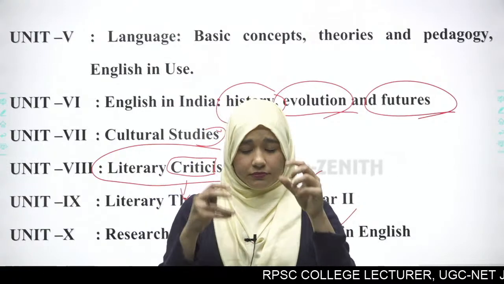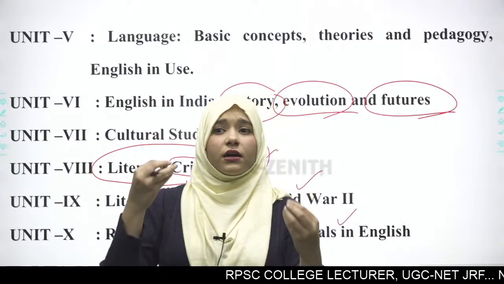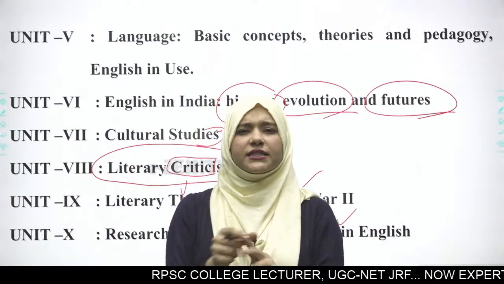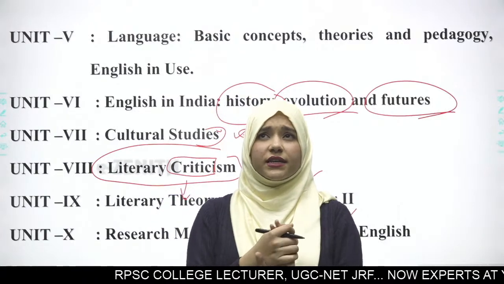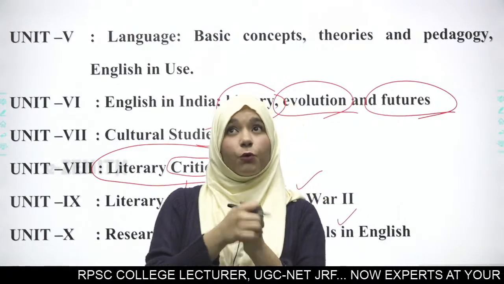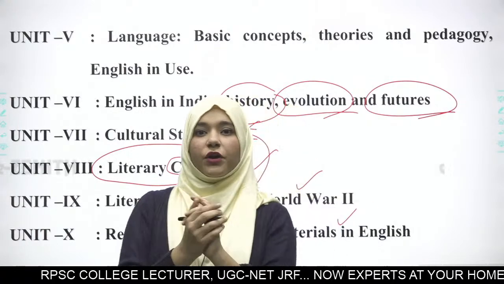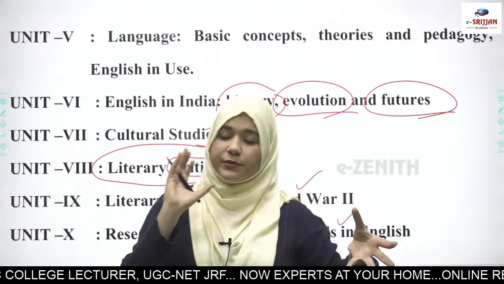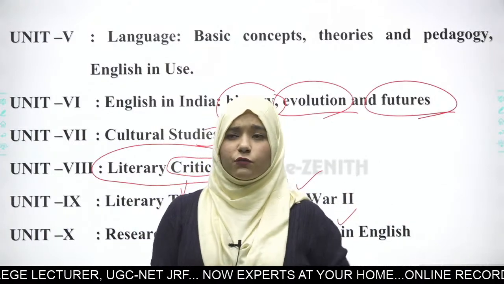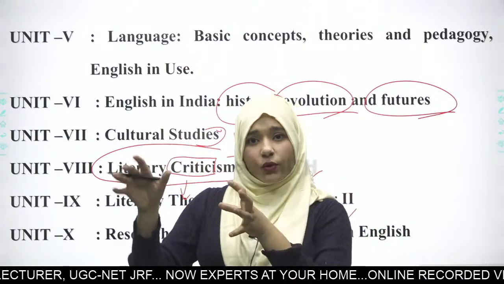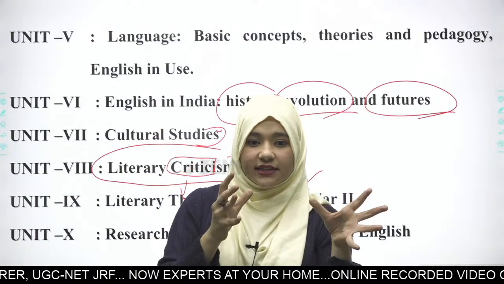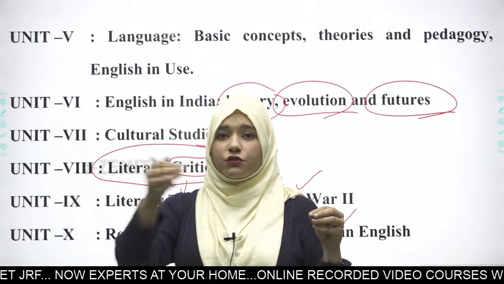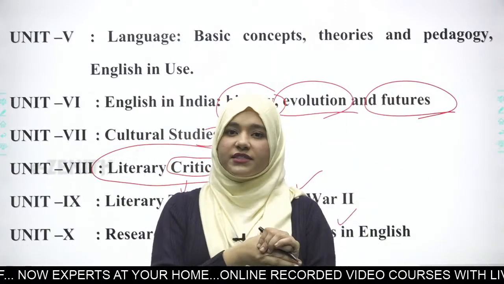Later on it starts with new historicism, then feminist theories, psychoanalytical and Marxist theories, then structuralism, post-structuralism, modernism, postmodernism, all these different things, and recently LGBTQ and queer theories are very much in vogue. All right, so when we try to analyze literature from the points of view of different disciplines, that is what we study in literary theory.